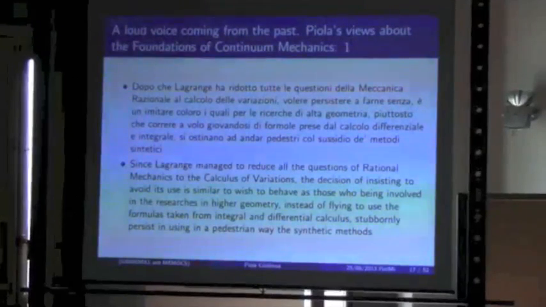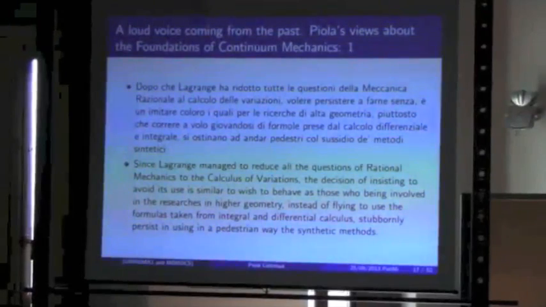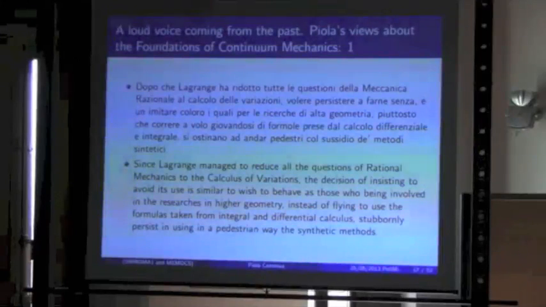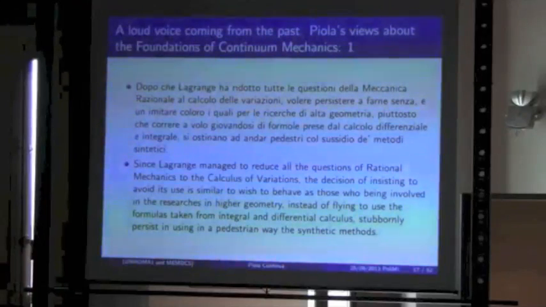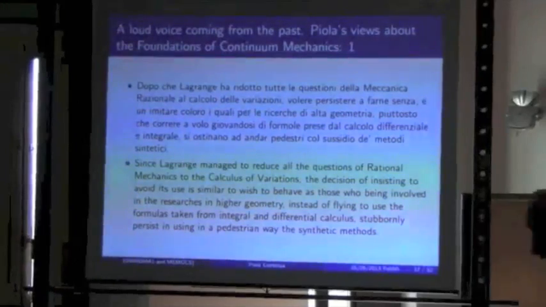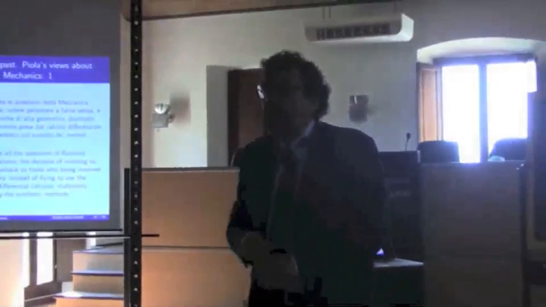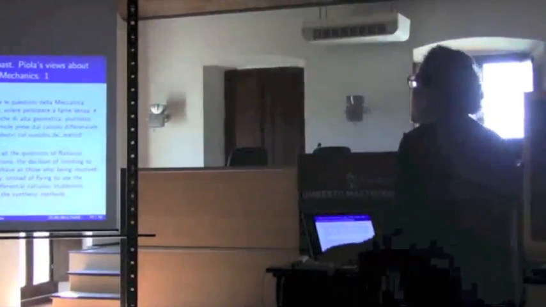So, since Lagrange managed to reduce all the questions of rational mechanics to the calculus of variation, the decision of insisting to avoid its use is similar to wishing to behave as those who, being involved in the researches in higher geometry, instead of flying to use the formulas taken from integral and differential calculus, stubbornly persist in using in a pedestrian way the synthetic methods. Everybody studied with the ruler and the compass. If you can write a derivative, you can do everything in a better way.